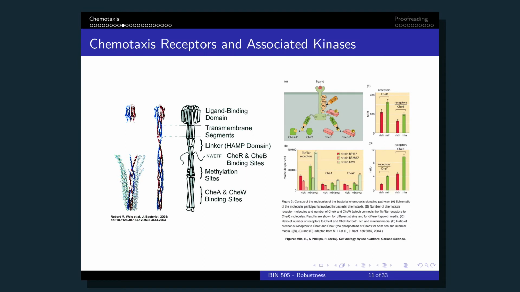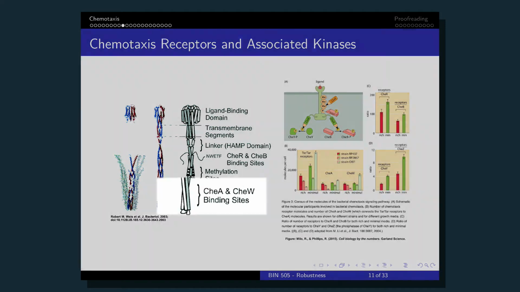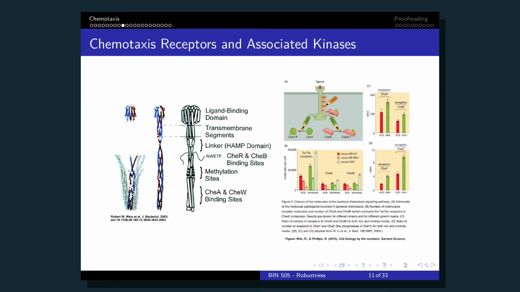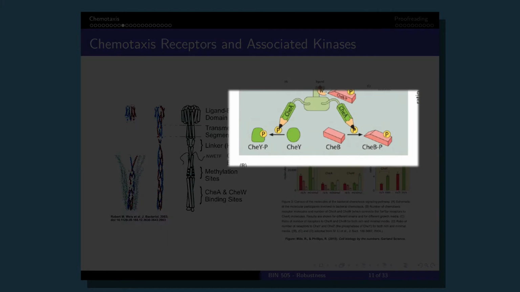Inside the membrane is where the interesting stuff happens. At the bottom of the receptor, there are binding sites for the CheA and CheW proteins. CheW doesn't do much. It's a connector protein that connects the receptor to CheA. CheA is the primary kinase that phosphorylates several different proteins, most important of which are CheY and CheB. CheY is the primary activity protein in our case.